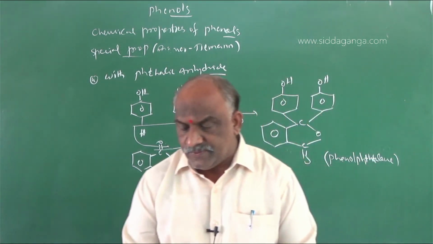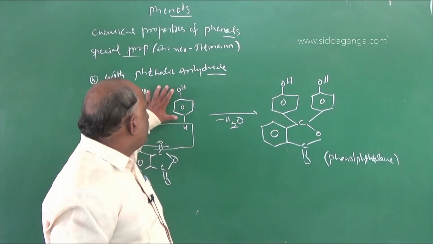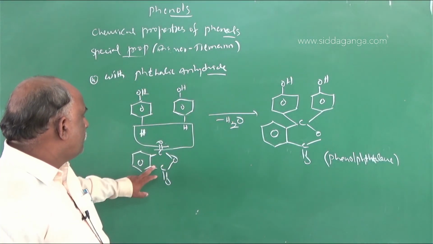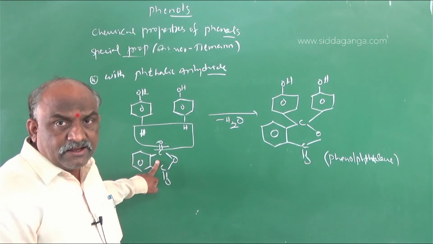So you should revise these points. These all are the special properties. When 2 molecules of phenol are treated with 1 mole of phthalic anhydride, we get phenolphthalein.